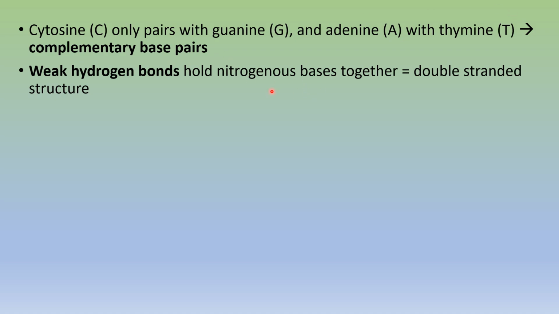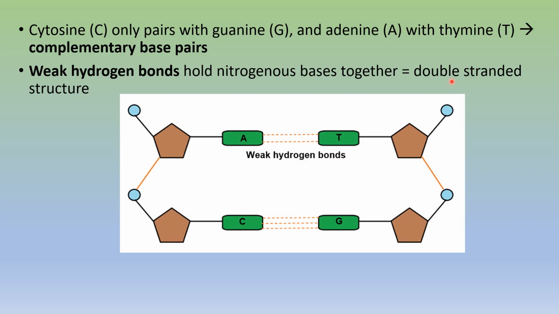And now how these two nitrogenous bases actually hold or pair together is via a weak hydrogen bond. Now, quick tip before we go further. This word weak is very important. If you leave out the word weak, many times you will get the answer marked wrong. So these weak hydrogen bonds hold the nitrogenous bases together, and this is going to form our double-stranded structure.